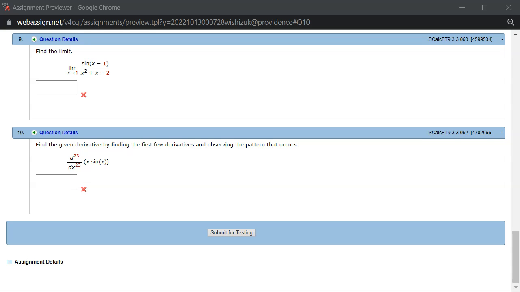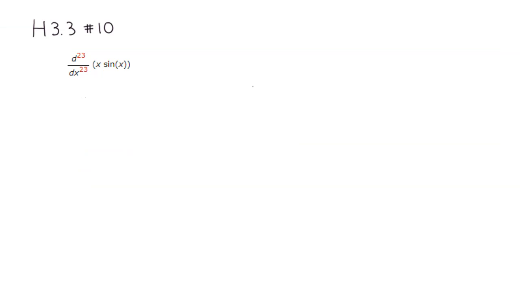All right, let's look at homework 3.3, problem number 10. We want to find the 23rd derivative of x times sine of x. All right, so let's do that. I'm going to let f of x be x times sine of x. So let's take a bunch of derivatives.